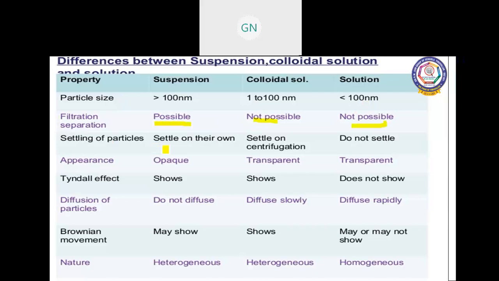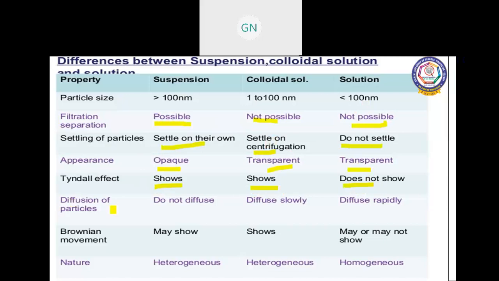Settling of particles: particles settle on their own in a suspension, in a colloid they settle on centrifugation. So cream and milk we can separate by centrifugation. In a true solution, particles do not settle. Appearance: a suspension is opaque, while colloidal and true solutions are transparent. Tyndall effect: suspension and colloidal solution show it, but a true solution does not.